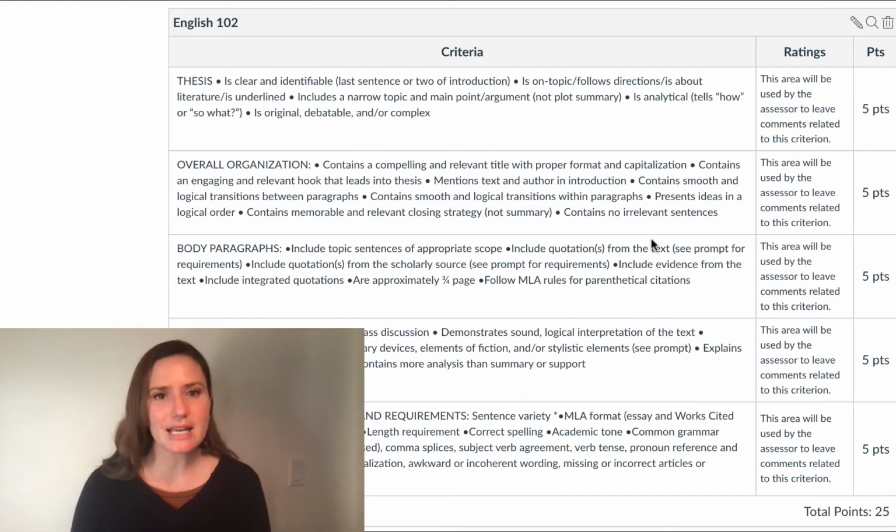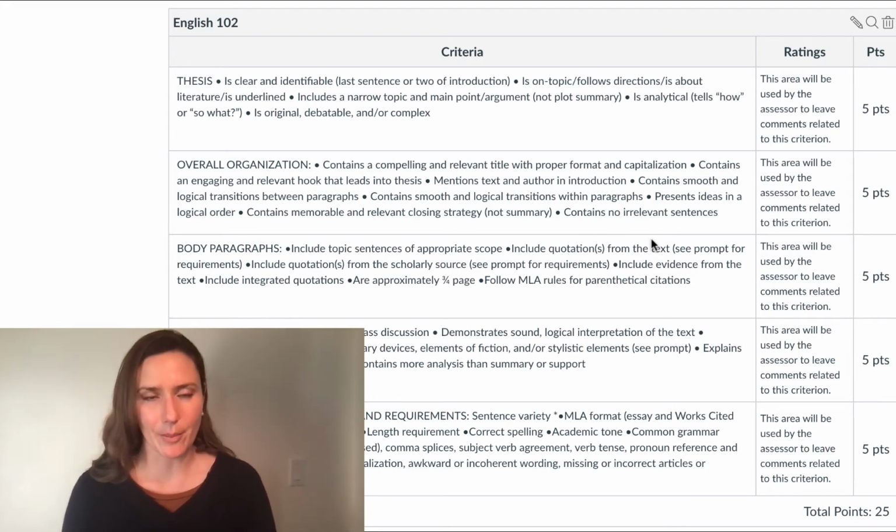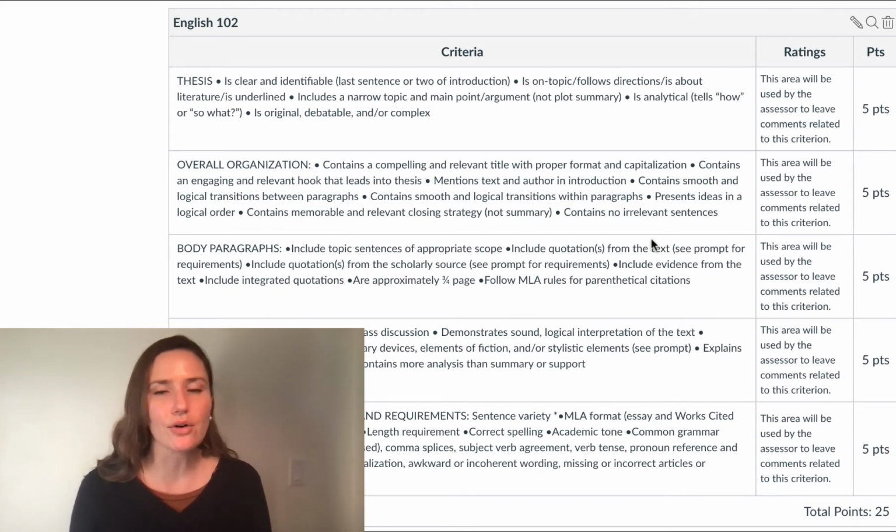Organization. So I want to see that you have a compelling and relevant title with the proper format and capitalization. Remember, you capitalize the first letter of keywords, but you don't capitalize articles and prepositions like the, a, an, or to, at, for, things like that, unless they're the very first word of your title.